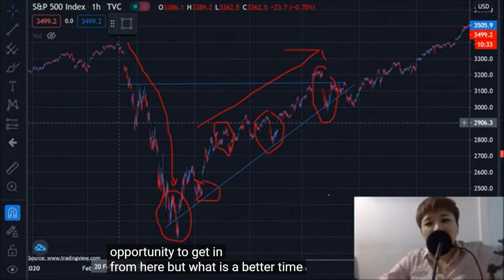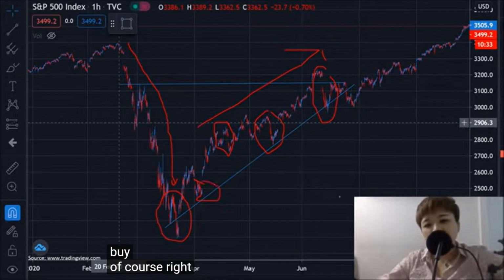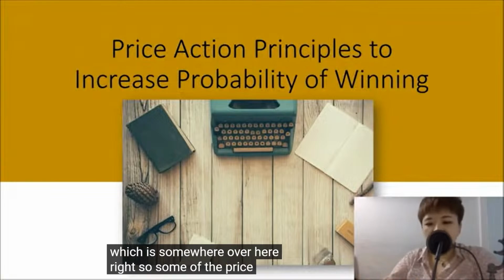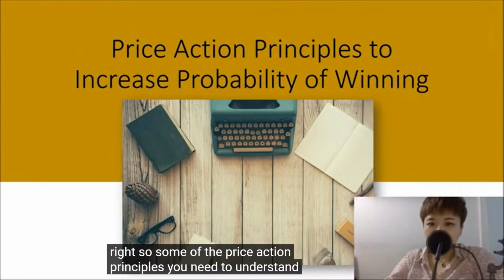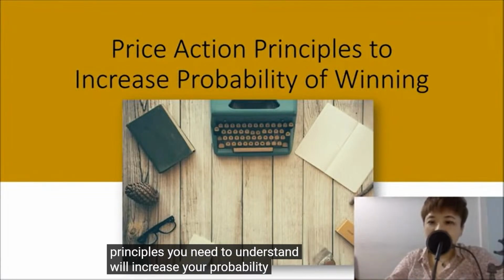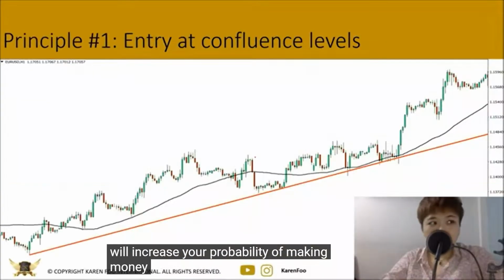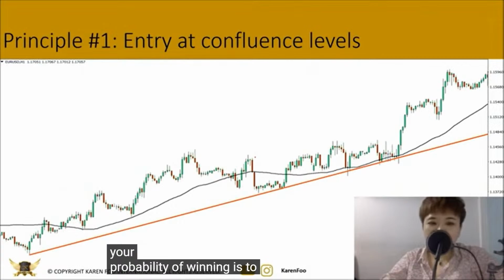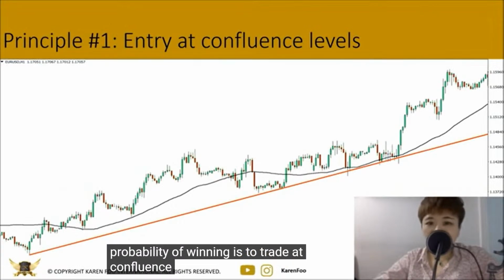But what is a better time to buy? Of course, right after the market crash, which is somewhere over here. Alright, so some of the price action principles you need to understand to increase your probability of making money. So the first thing you need to increase your probability of winning is to trade at confluence levels.